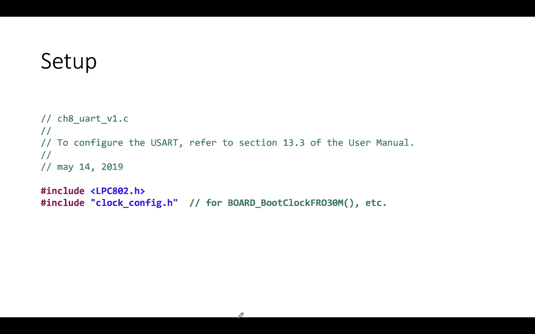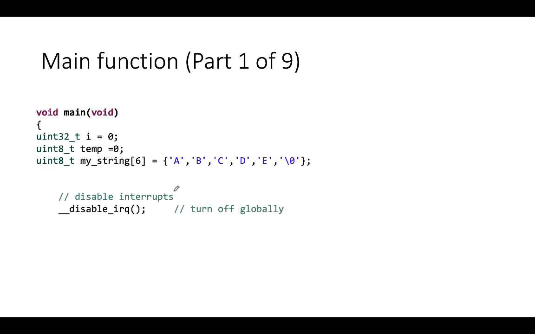How do we actually run an example using the UART? Here we go. So we have the initial setup for our program. It's pretty standard. This is what we normally have. We have a main function. Inside of the main function, we have a couple of temporary variables.